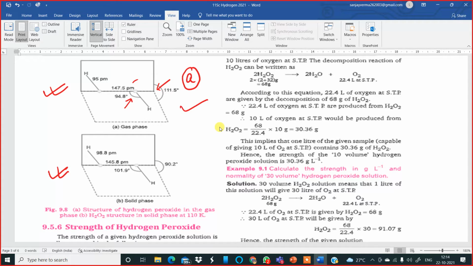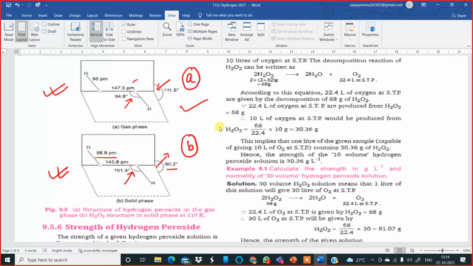But if you look at the solid phase over here, the bond length is slightly lowered, 145.8 picometer between the two oxygen atoms. And then this angle becomes more in the solid phase, 101.9 degrees. This angle has become less, 90.2 degrees. And this length has also increased, 98.8 pm.